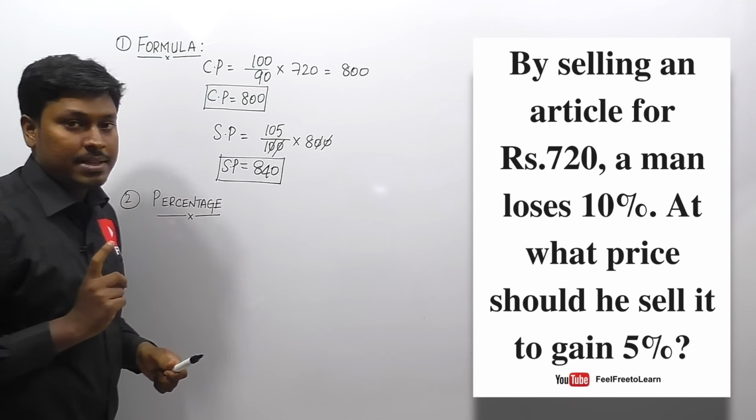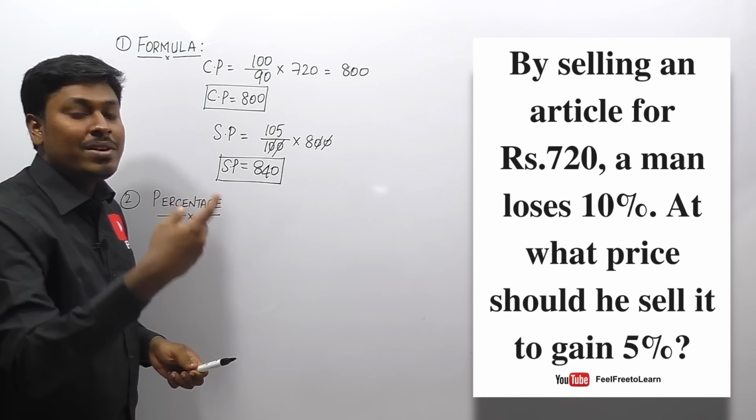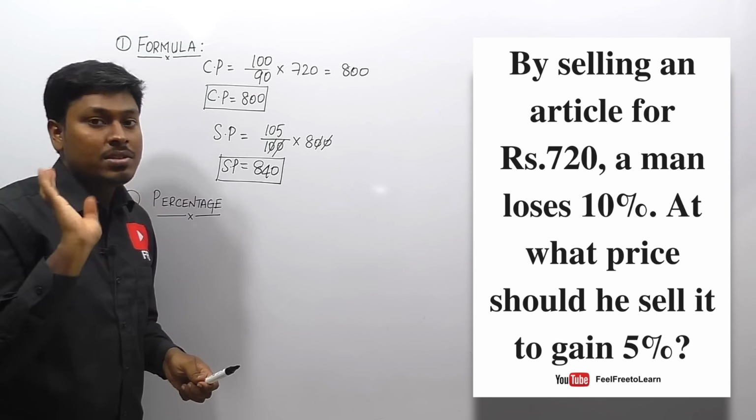So let me move on to the percentage method. Listen carefully, friends. First of all, we know that he sold an article for 720 with a loss of 10%.